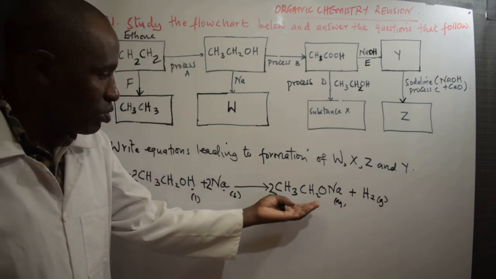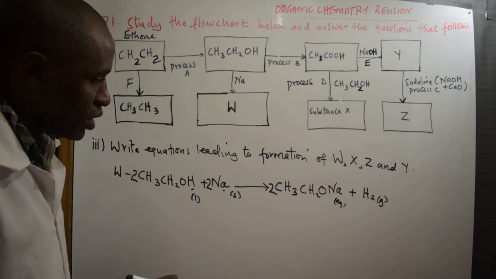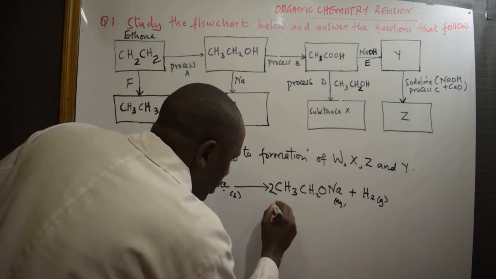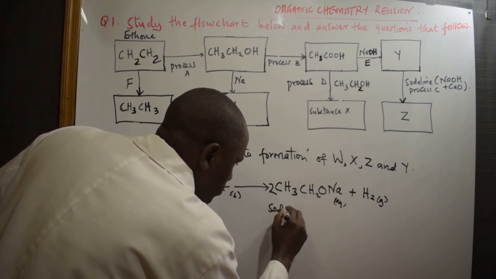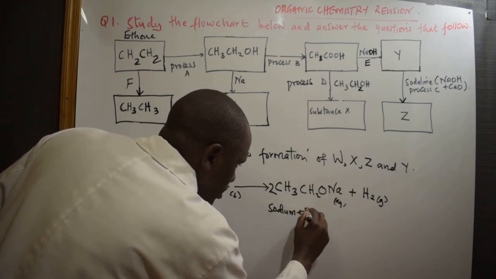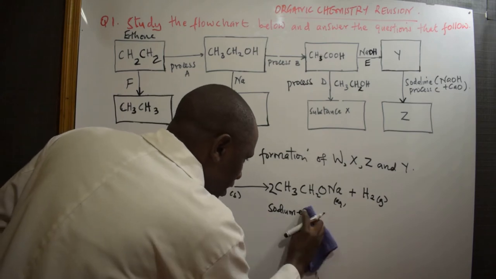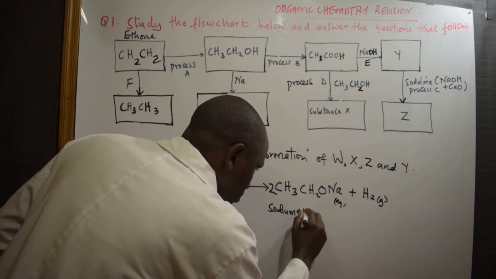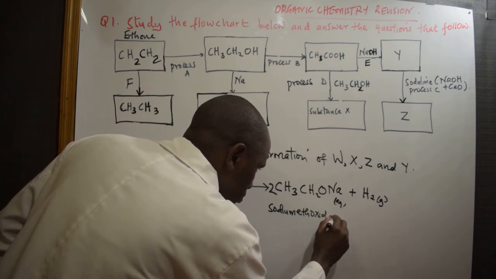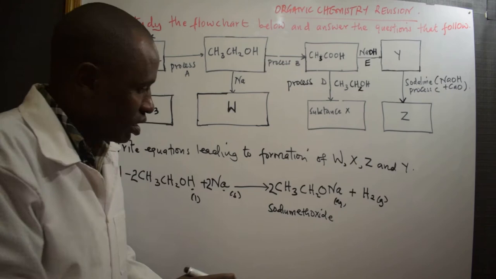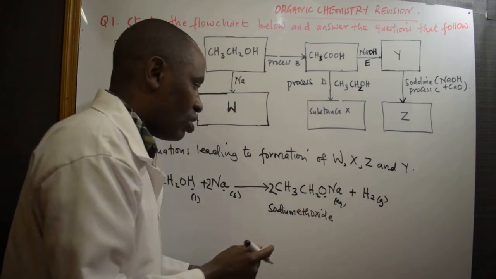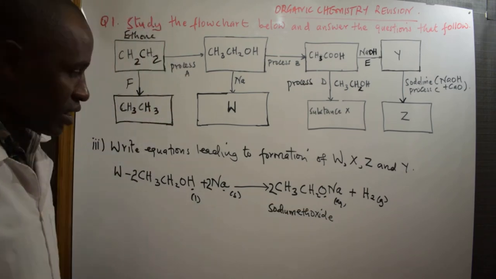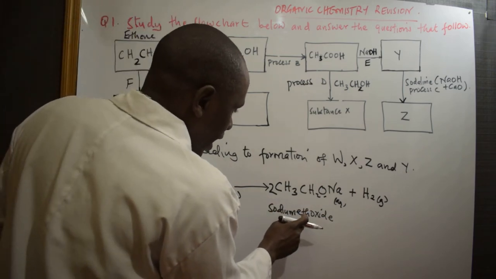Now, the compound formed here is also important to note here. We are going to call it sodium ethoxide. Look at that. Sodium ethoxide. Yes, you can actually be able to see here that we have this oxygen, therefore it is a kind of oxide, and therefore we're going to call it sodium ethoxide.